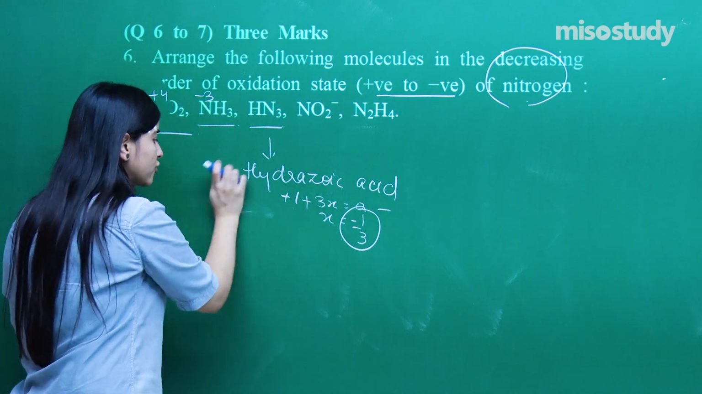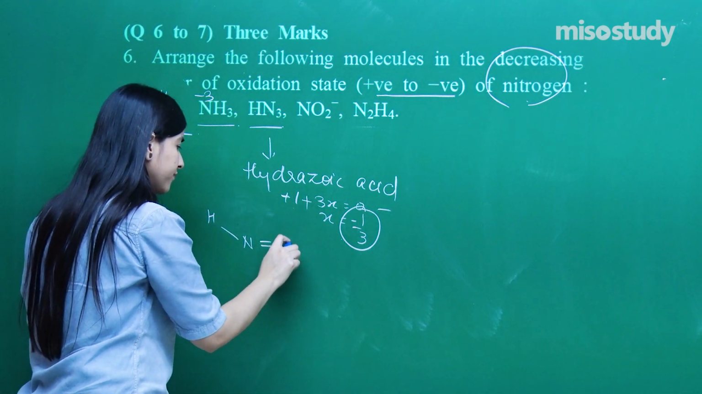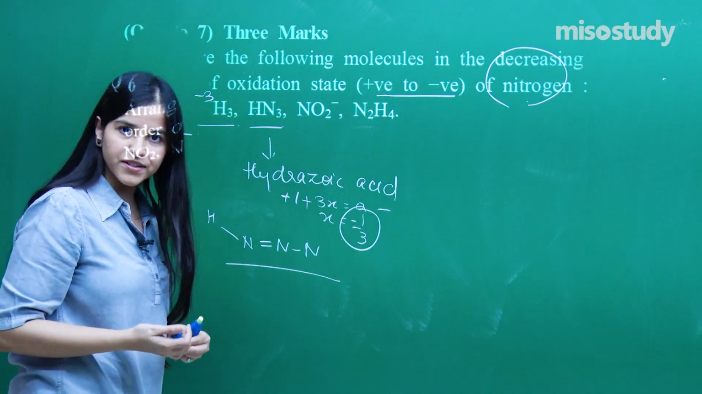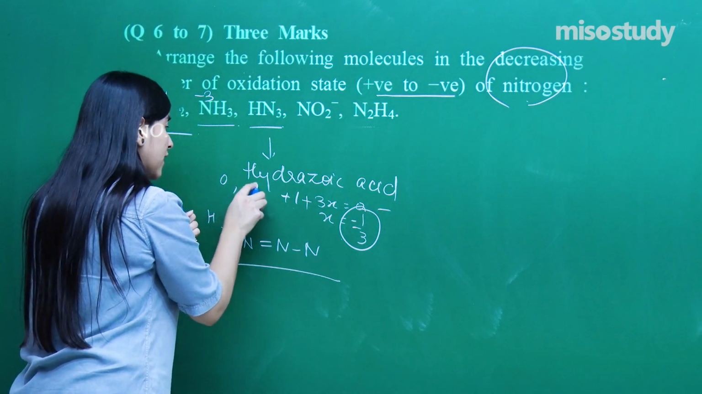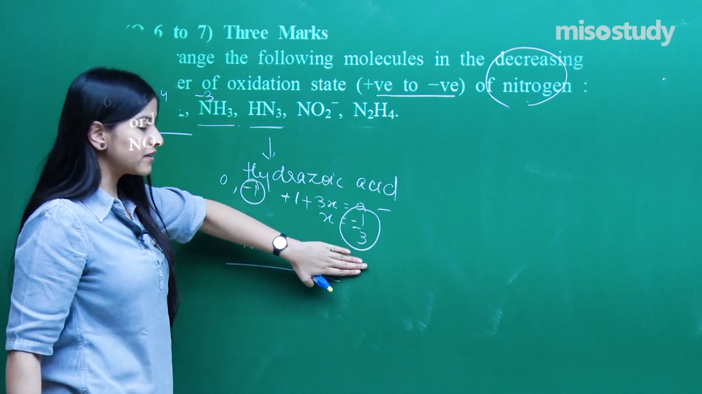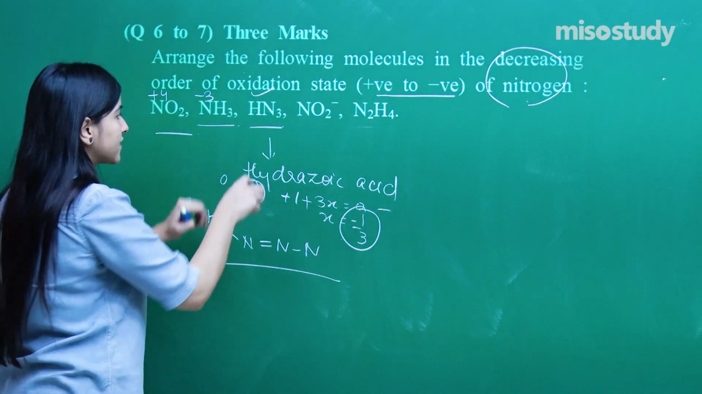Thereby, the structure of this molecule is somewhat like this, and that is why each nitrogen has a different state. Two of the nitrogens have 0 state over here and one has -1, which is why the oxidation state comes out to be -1/3. Clear? So that is an exception, mark this out.